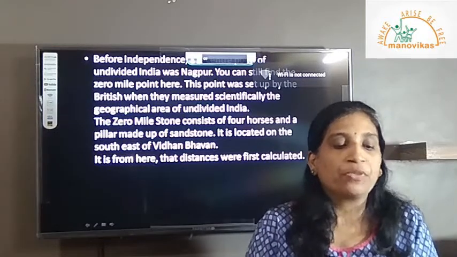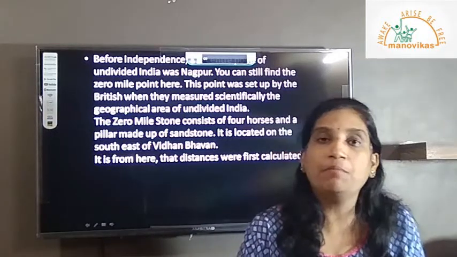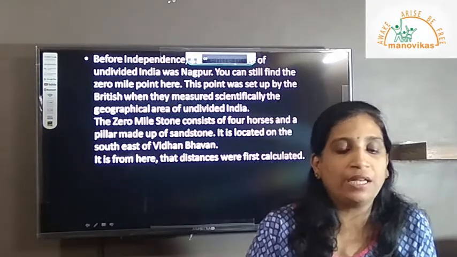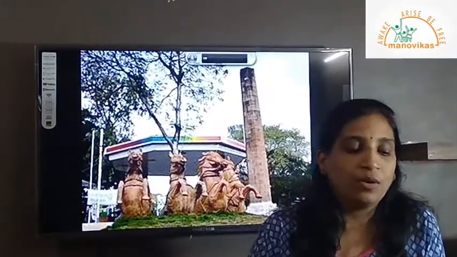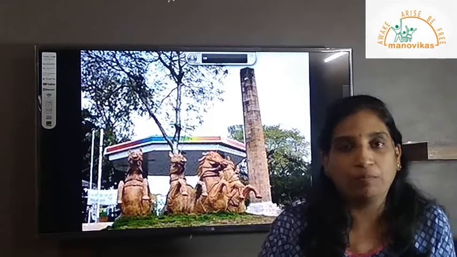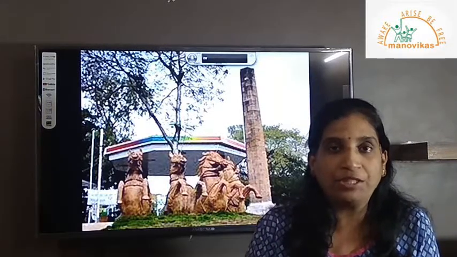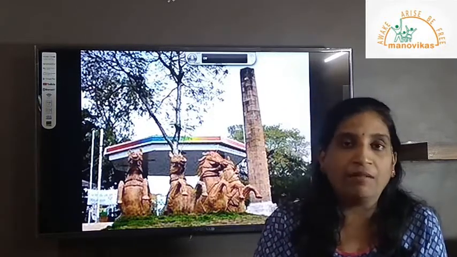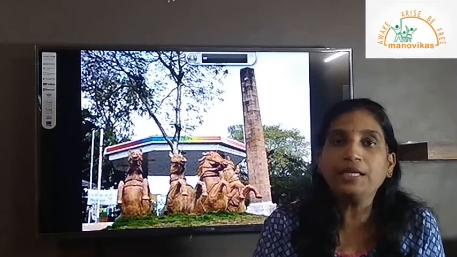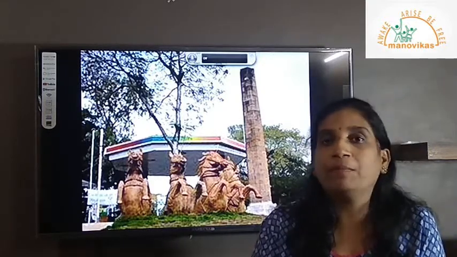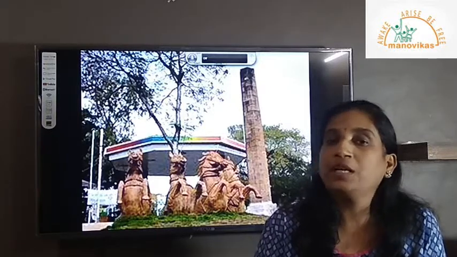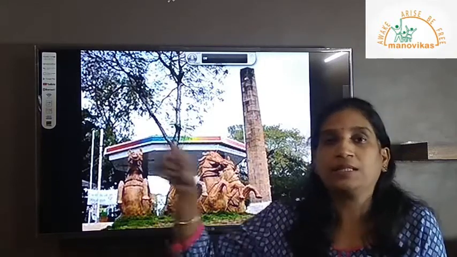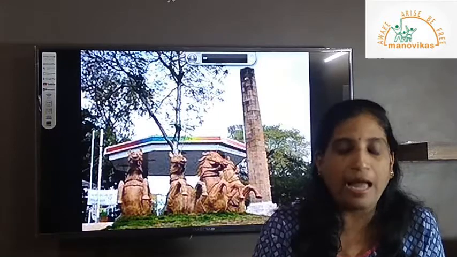That's called sandstone. It is located on the southeast of Vidhan Bhavan of Maharashtra, that is in Nagpur. It is from here that distances were first calculated. This is the symbol put there by the Britishers when they mapped our country. That was the first time the entire subcontinent of India was surveyed. Nagpur was the central point, but today we have the central point in Madhya Pradesh. This is without considering other neighboring countries, but this was done considering neighboring countries like Pakistan and Bangladesh.